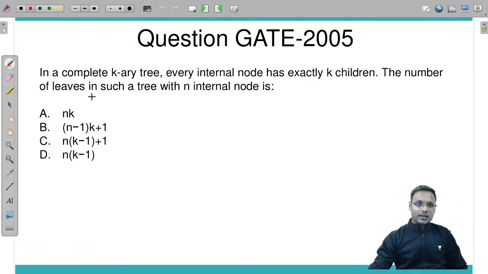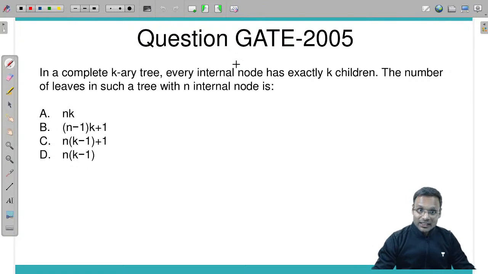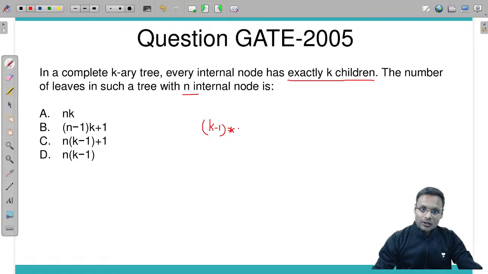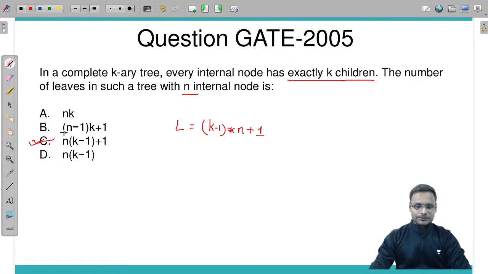Here is the question. If we have a complete k-ary tree, every internal node has exactly k children. Exactly the same thing which I explained. So the total number of leaves in such a tree with n internal nodes is (k minus 1) times the internal nodes plus 1. That is the leaf nodes, which is option C. Good, Nishu. Nice.